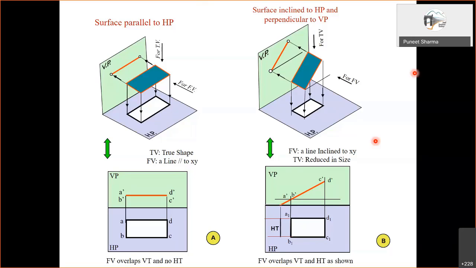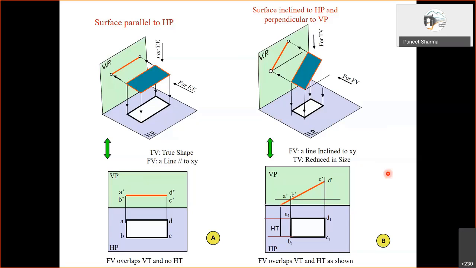So what we were discussing, right? If we compare these two, here still the plane is perpendicular to the vertical plane, but it is inclined to the horizontal plane, therefore the overall size of this figure is reduced. It's not the true shape anymore, right?